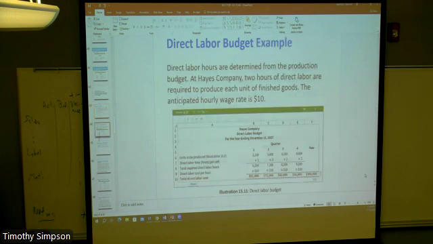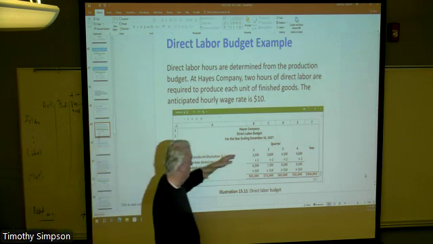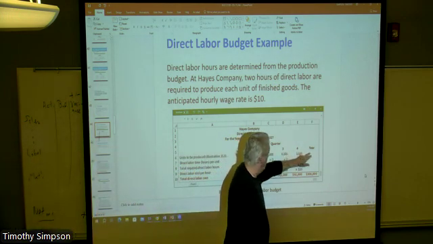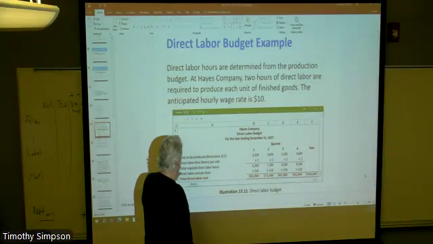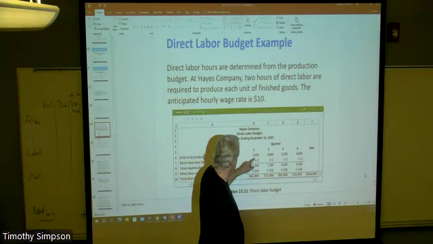So in this case, we're going back to the Hayes Company. Remember, we go back to the production budget. These are the units to be produced, 3,100, 3,600 all the way across, 15,000 units for the year. It takes 2 hours of labor per unit of output.